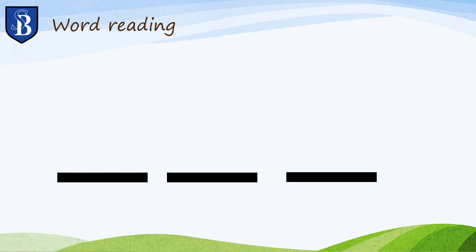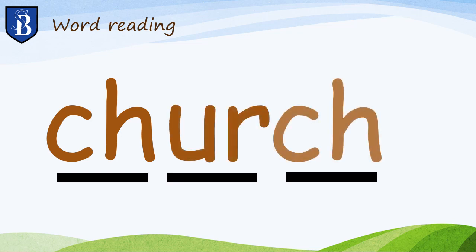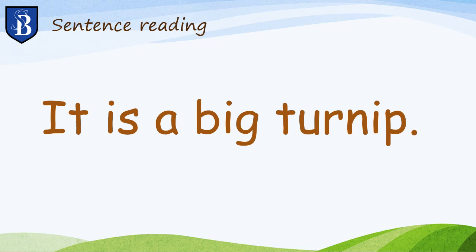Looks different from the rest. What's different about it? That's right, it doesn't have any sound buttons, it just has 3 sound lines. All of these sound lines are going to be for digraphs. So how many letters is this word going to have? Well done if you said 6. It's going to have 3 digraphs. Ch, church.